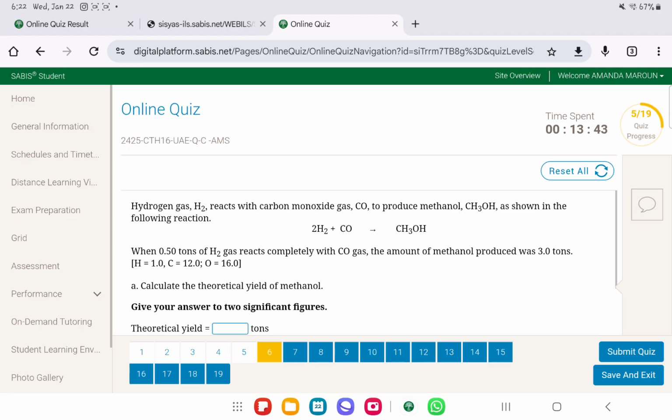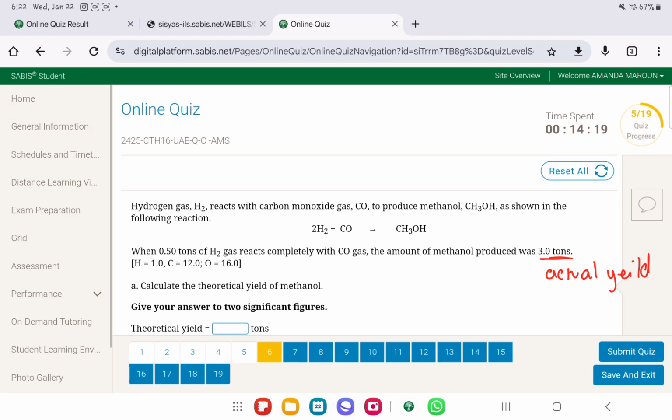Moving on to question number 6. Here they're asking for the theoretical yield in tons. Very simply, we have when 0.5 tons of H2 gas reacts completely with CO gas, the amount of methanol produced was 3 tons. Very simply, 3 tons is our actual yield. Okay? Now they need us to calculate the theoretical yield.